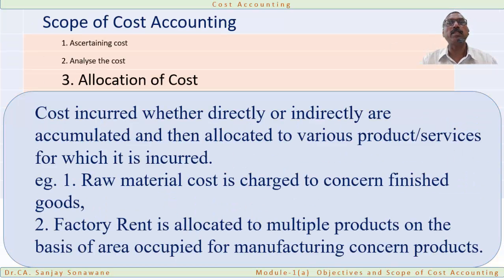Then third one is allocation of cost. Certain cost is incurred which we can directly identify to the product. For example, let us say, raw material cost. When you purchase a raw material, you immediately identify for which product you are purchasing it. So this raw material cost is charged to the concerned goods.